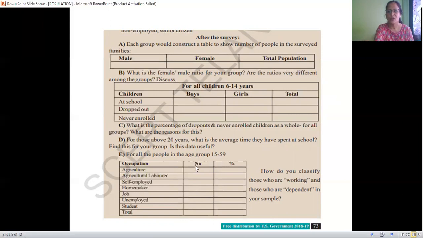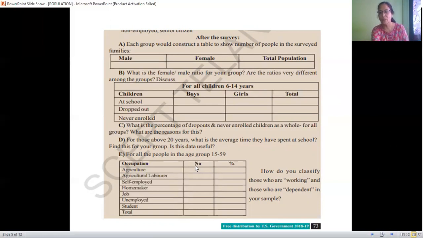The first one is the agriculture. Now, agriculture is an independent work. The farmer has his own land and he cultivates the land. The second one is the agriculture laborers. Agriculture laborers are those who work in others' land. So they are dependent. Then self-employed. Self-employed is the one who does their own work. So this is also independent.